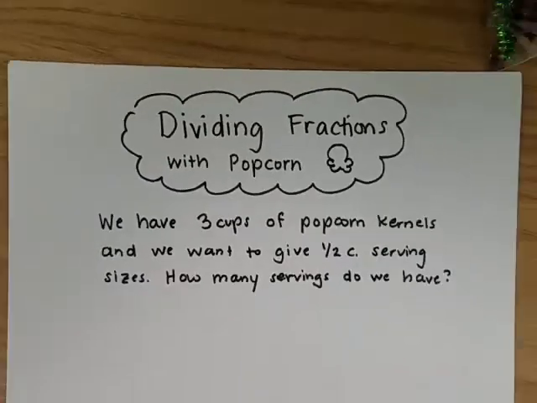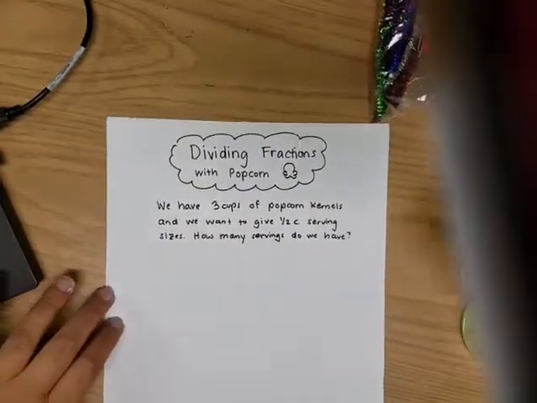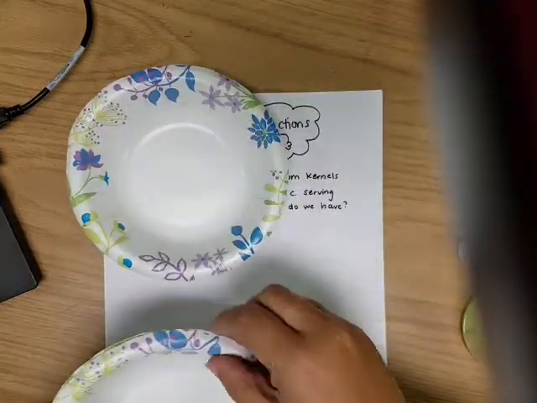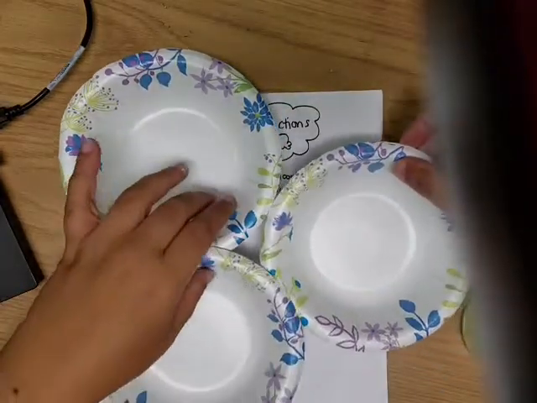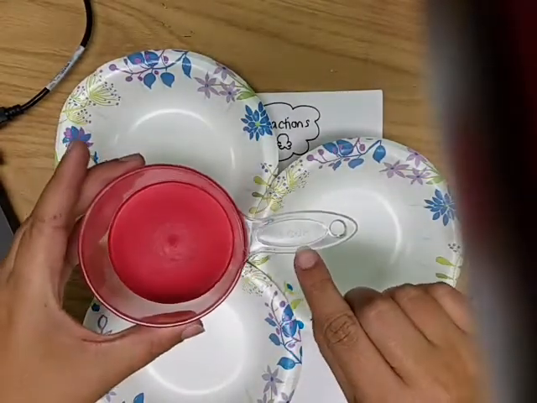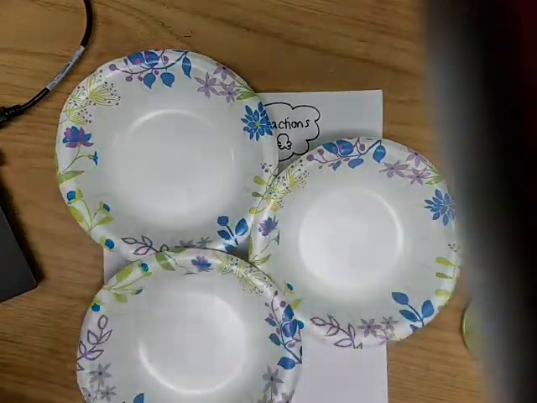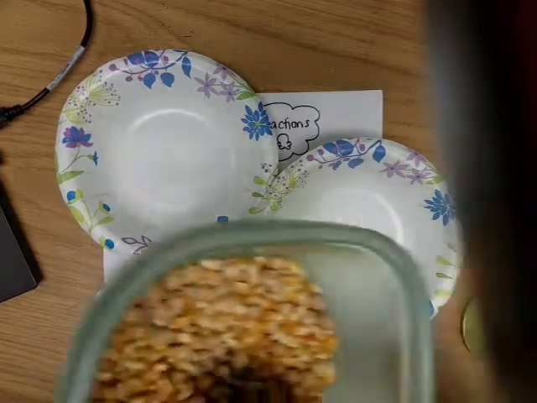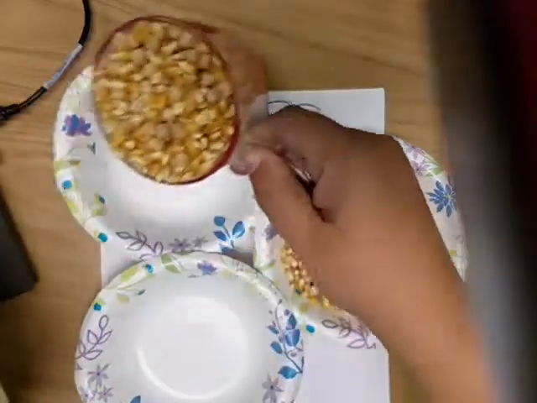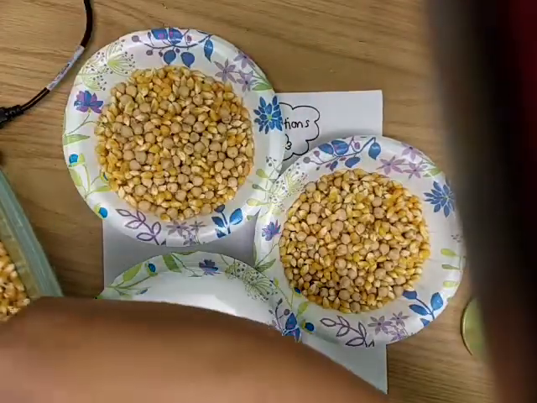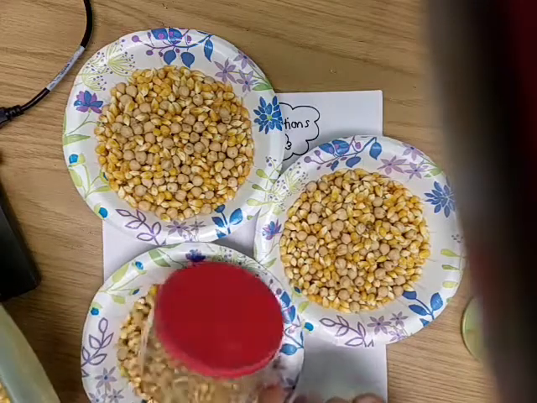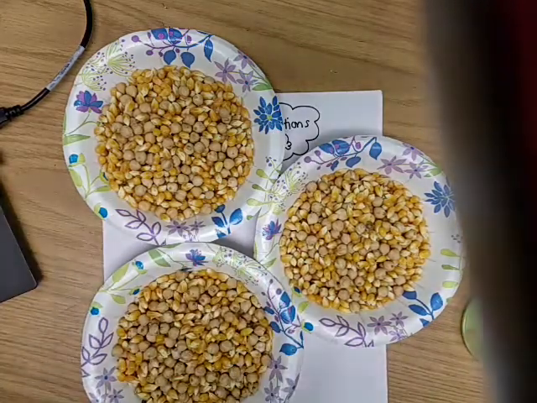So I'm going to zoom out so we can kind of see the bigger picture of what's going on here. So I've got 3 cups of popcorn. I'm going to fill up these bowls with my popcorn. Okay. And I've got a measuring cup that actually is 1 cup. And I'm going to go ahead and take my popcorn and fill up my bowls. All right. So there's 3 cups of popcorn.